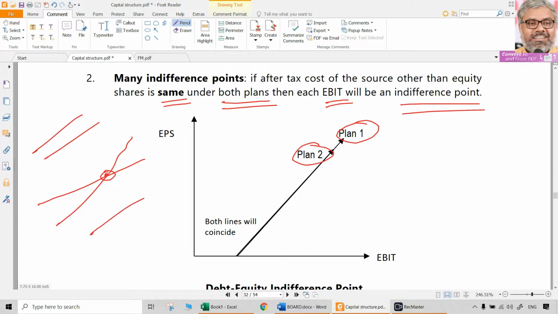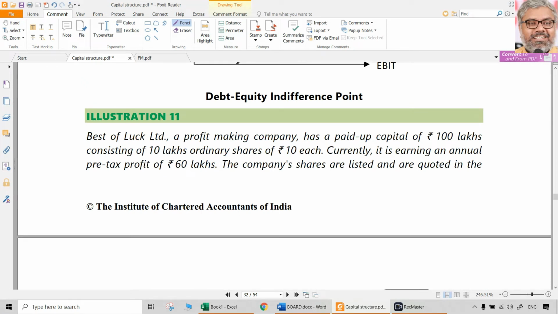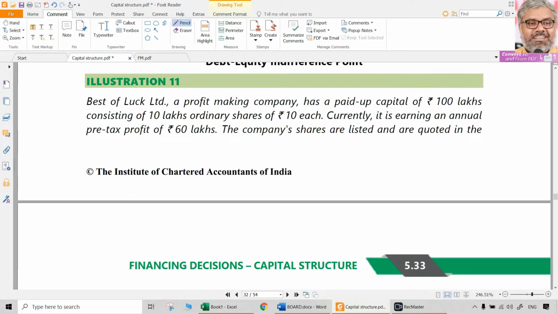What if both lines are coinciding with each other, as is the case in this diagram? Then also there is no possibility of defining an indifference point. Then we can say there are many indifference points, every EBIT is an indifference point, which is indefinable. We cannot define the indifference point in that case also. These are two exceptional cases. Other than that, normally we should be able to calculate the indifference point using the data available and of course the formula that we know. Let us solve this illustration number 11.